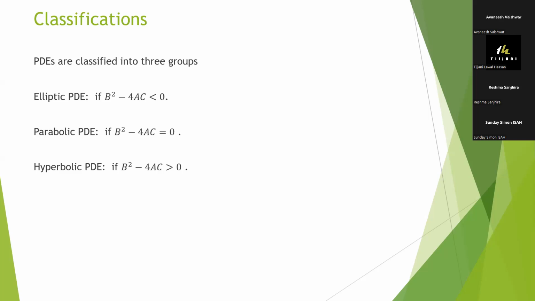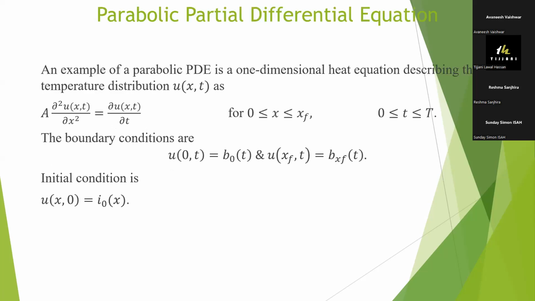Mainly in our lecture, we will focus on the elliptic PDE, that is b square minus 4ac less than 0, and the parabolic PDE when b square minus 4ac is 0. The hyperbolic PDE is not part of our lecture. So we will focus mainly on elliptic and parabolic PDEs. An example of a parabolic partial differential equation is the one dimensional heat equation describing the temperature. You know that the heat equation is the best example of a parabolic partial differential equation. If you calculate b square minus 4ac here, it will be 0.